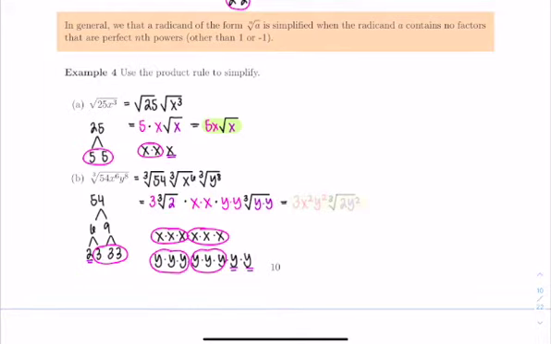So when I simplify this, everything in the pink is on the outside. We have a 3, we have 2 x's, or x squared, and we have 2 y's, or y squared. And then underneath our cube root, everything in purple stays there. We have a 2, and we have 2 y's, so y squared. So my final answer is 3x squared y squared times the cube root 2y squared.